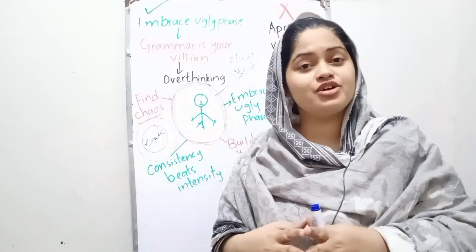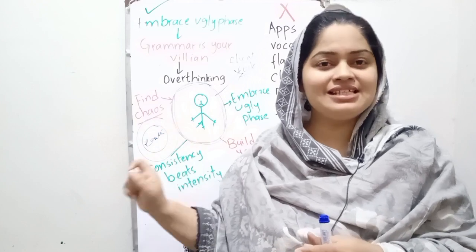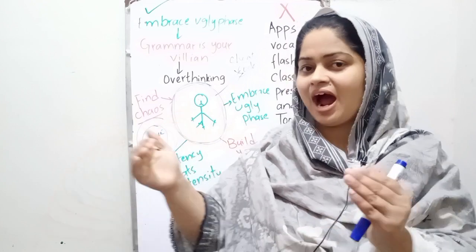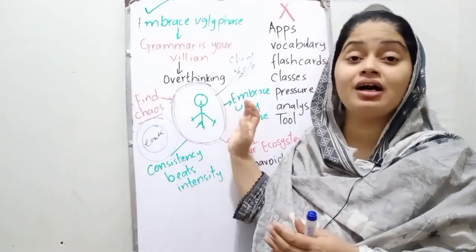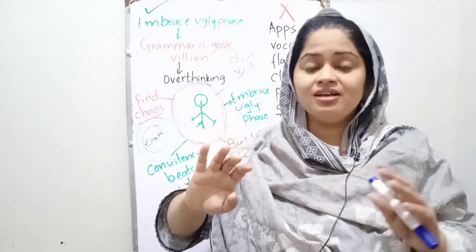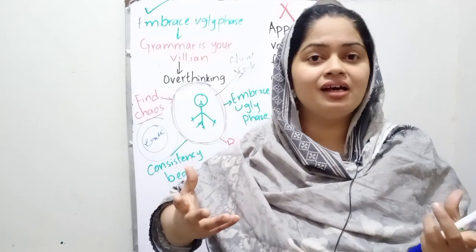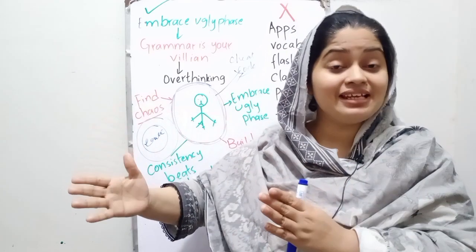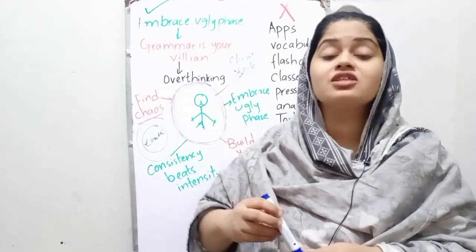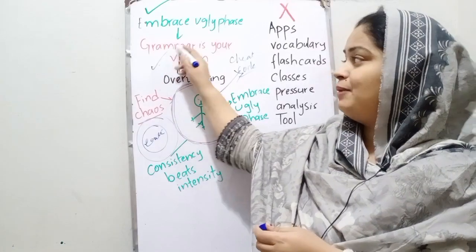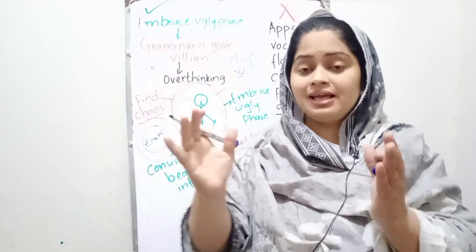Like you have shifted to a new house and everything is in a disordered condition. You have to put it in an ordered condition. That's why embrace your ugly phase of learning, when everything seems like an alien thing. This is your condition at present, because you are dependent on grammar, and believe me, grammar is your villain.